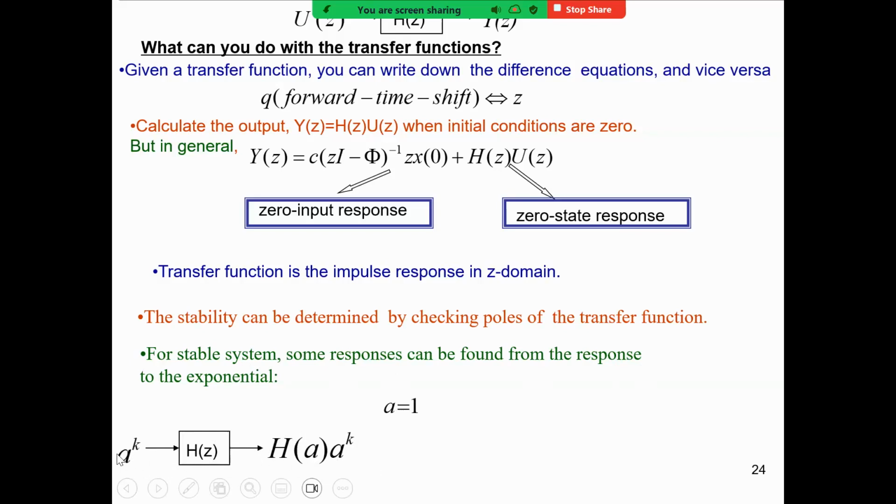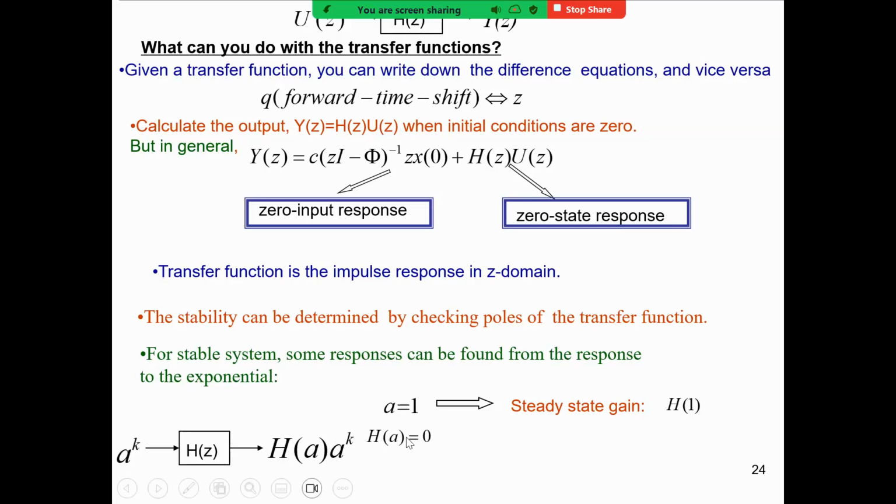Then from this one, you can easily compute some special cases. For example, when the a is one, you have a step input, and of course the output is just H of one times the input. Therefore, that's why you use this one to compute the DC gain or the steady state gain. That's the gain with respect to the input, which is a constant.